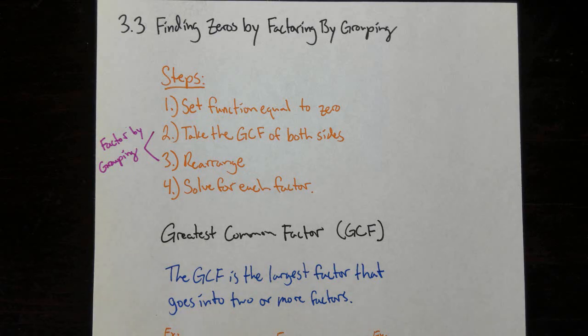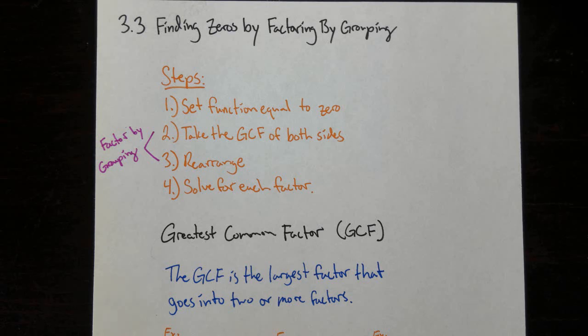Hello class. So the other day we found zeros of polynomials when they were factored. But oftentimes we'll be given polynomials that aren't factored and we'll have to factor them ourselves. So this is one of the methods we can use in order to find the zeros by factoring. And the method we're going to use is factoring by grouping. So today, 3.3, finding zeros by factoring by grouping.